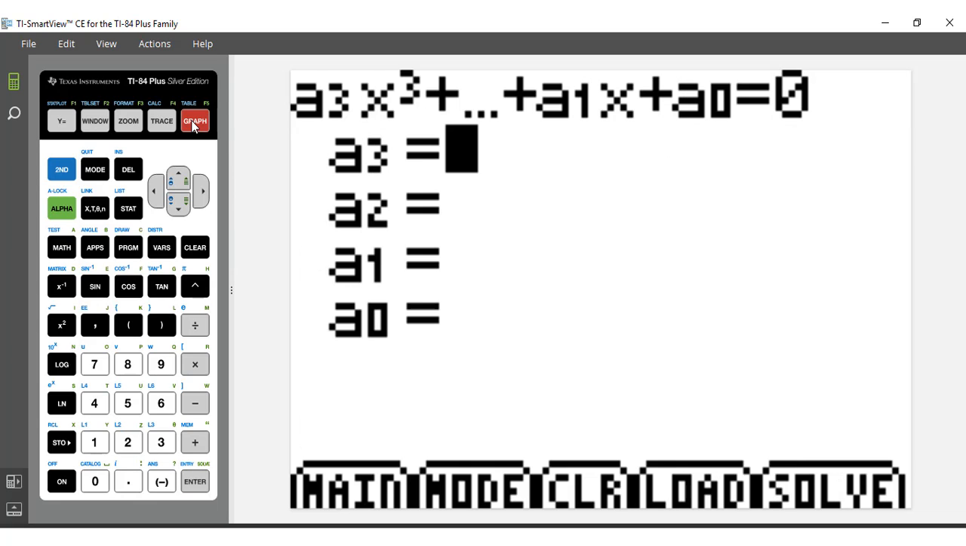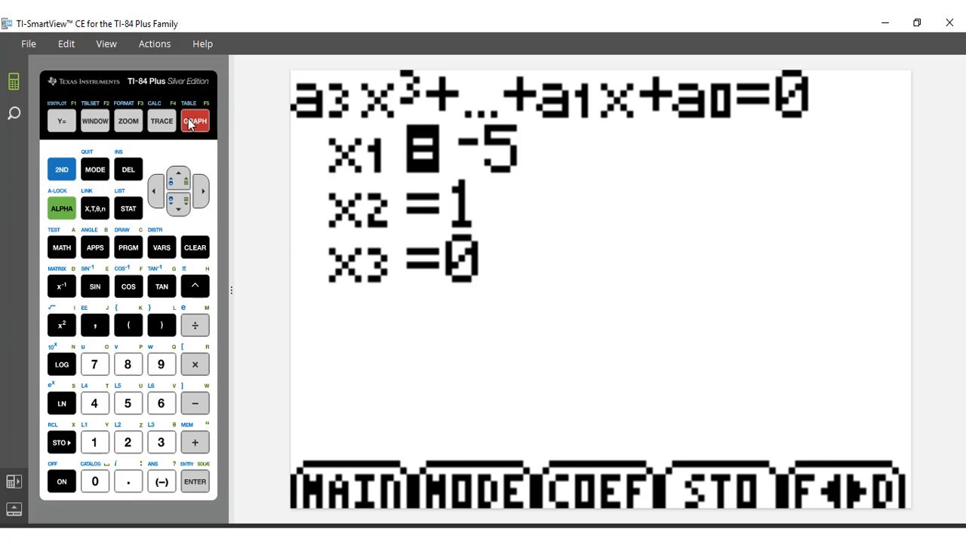Go to graph. A3 will be 1. A2, for x squared, will be 4. Then A1 will be negative 5. No constant number, therefore A0 will be 0. Then go to solve. Now, there are 3 zeros or 3 x-intercepts for this polynomial function. We use the very left one, that's negative 5. The very right one is 1.